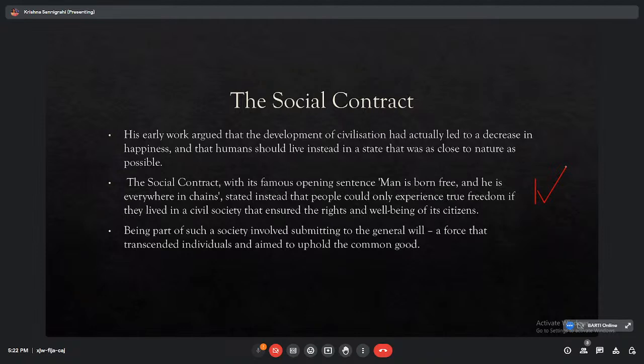Instead, people could only experience true freedom if they lived in a civil society that ensured the rights and well-being of its citizens. So being part of such a society involved submitting to the general will, a force that transcended individuals and aimed to uphold the common good.